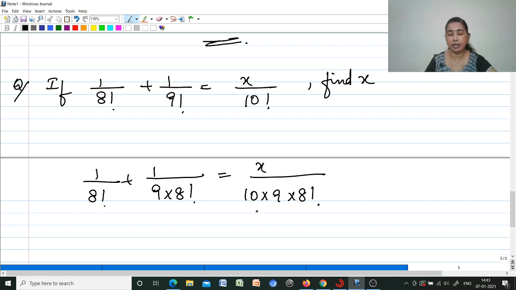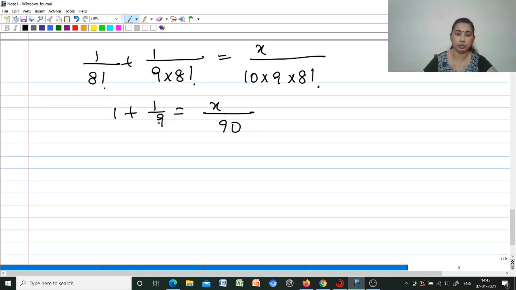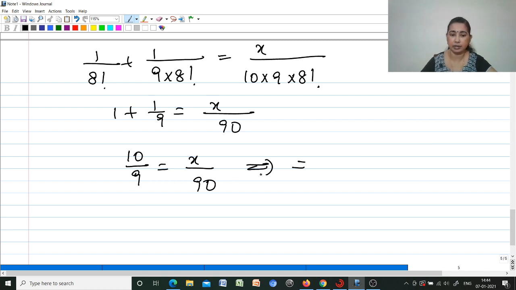Now, in the denominator, the common terms can be cancelled. Together in the denominator, the common term is 8 factorial. So, 1 plus 1 by 9 is equal to x by 90. Now, cross multiplying, 9 plus 1, 10 by 9 is equal to x by 90, or x equal to 90 into 10, that is 900 by 9. 900 by 9 is 100. So, x equal to 100.